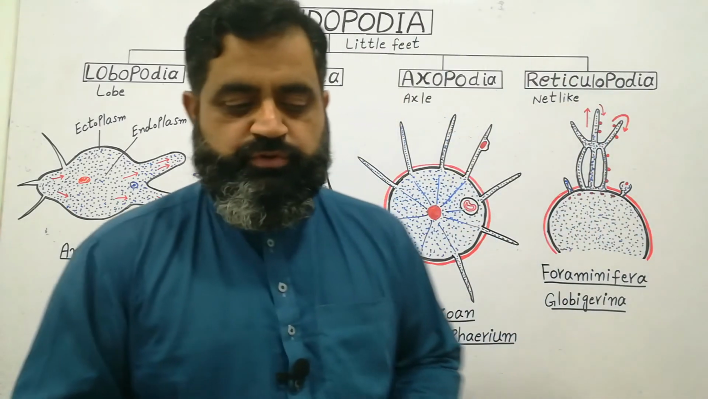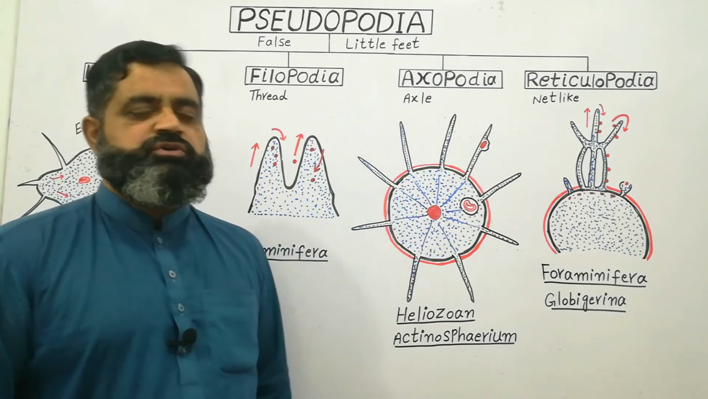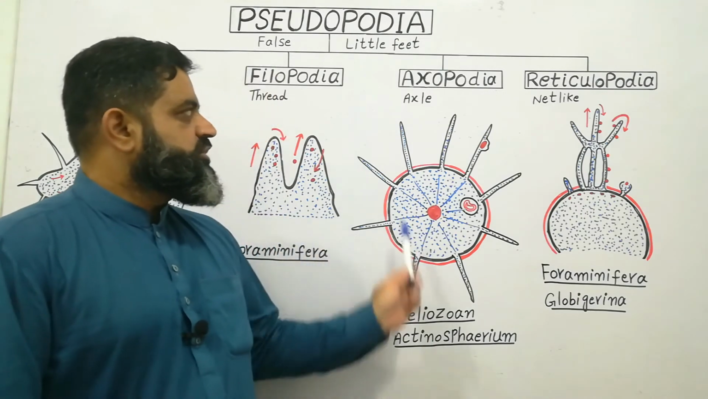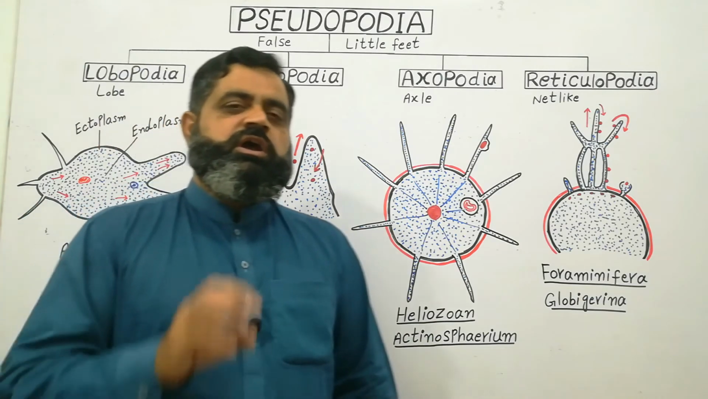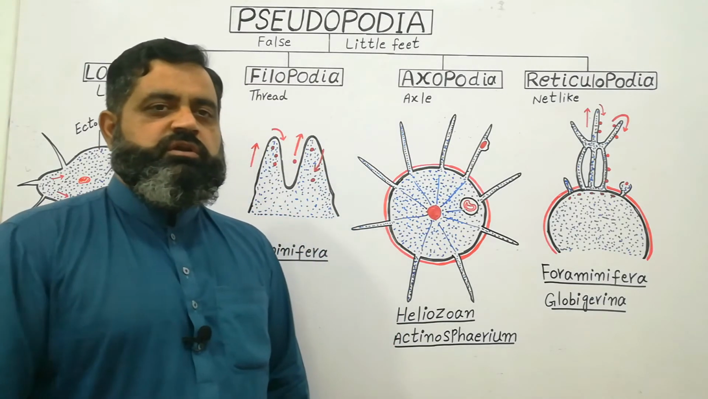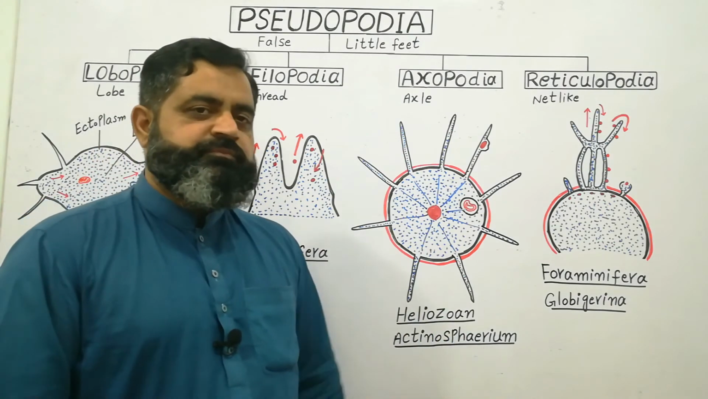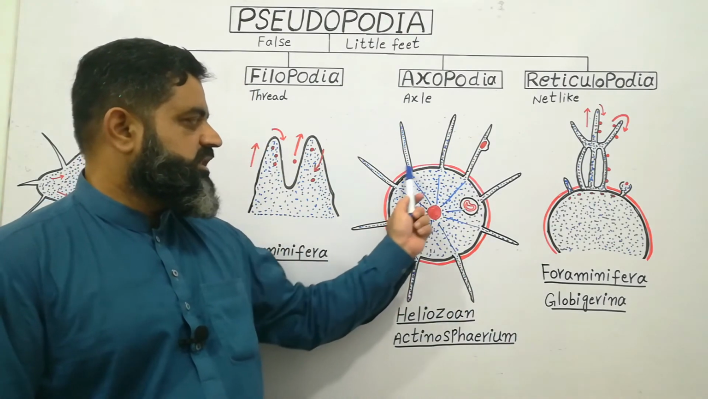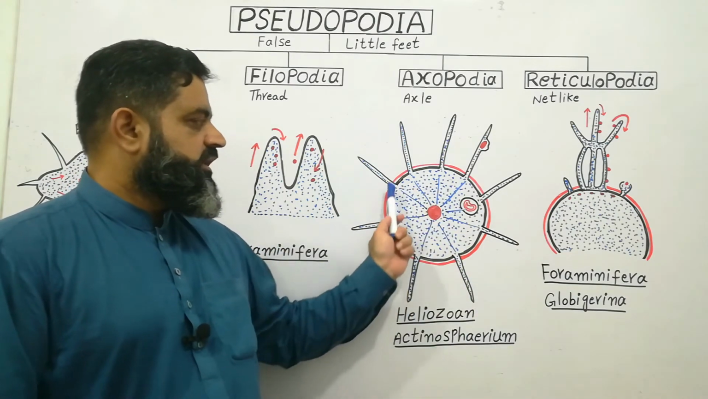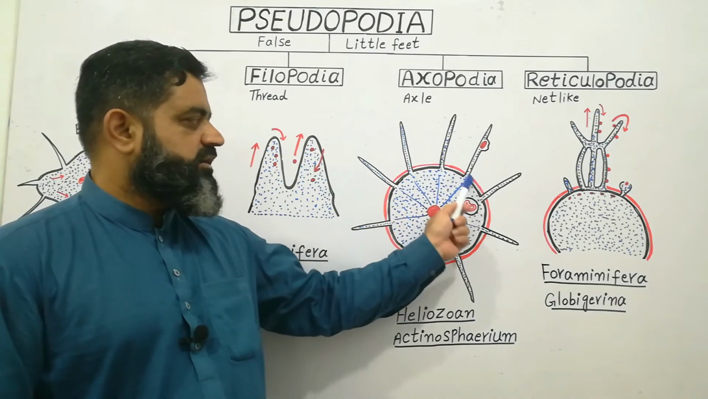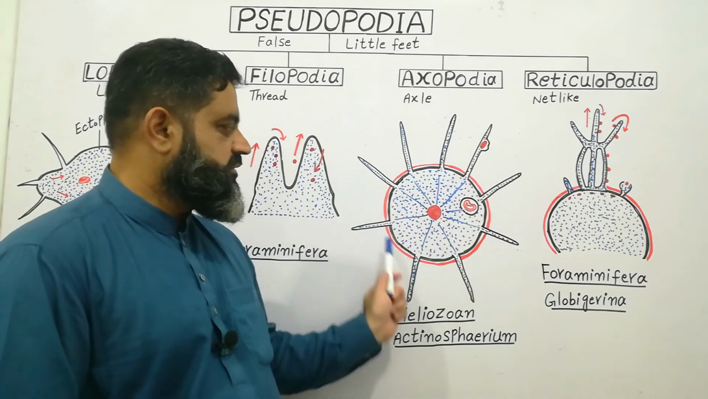The third type of pseudopodia are known as Axopodia. Axo means axial because they are in the form of an axis. Usually these pseudopodia are present in heliozoans. Heliozoans are also amoeba-like organisms which are found in marine water. An example of a heliozoan is Actinosphaerium, as you can see in this diagram. In the black, this is the organism which is amoeba-like. It has a cytoplasm in the blue color, a nucleus, and also a plasma membrane. This animal is surrounded by a shell, as you can see in the red color.